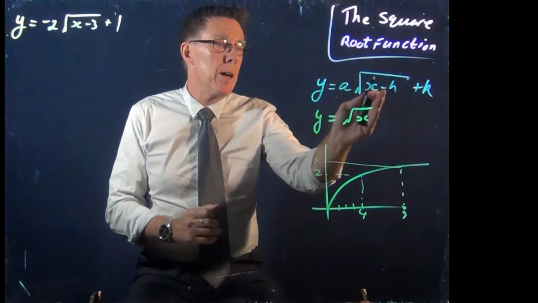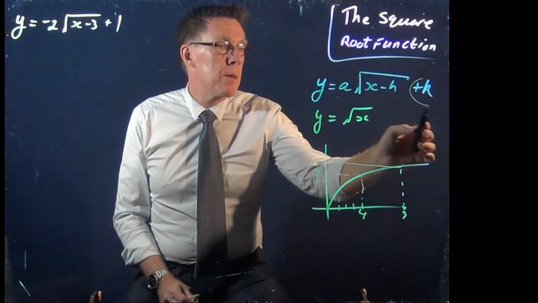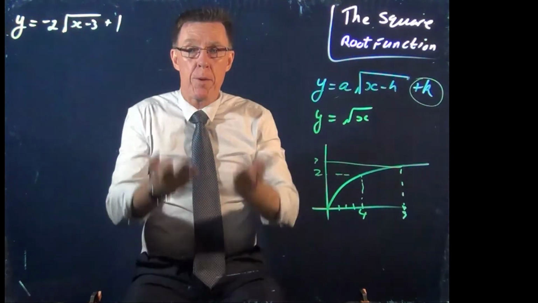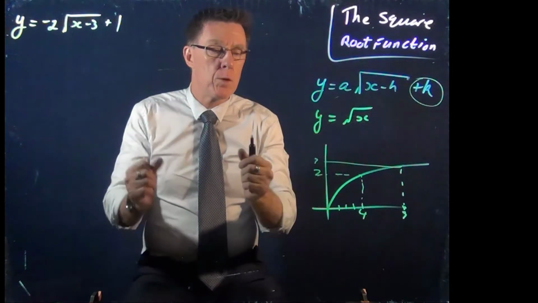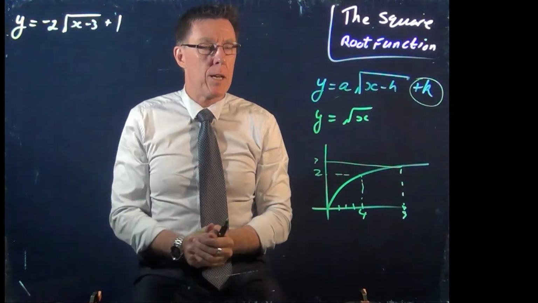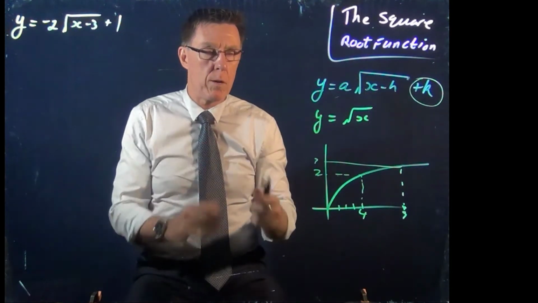Now a, h and k obviously will shift it around. No surprises for guessing that k moves the graph up and down the y-axis. The h in here shifts the graph left and right. So everything is exactly the same as all the other functions. K shifts it up and down, h shifts it left and right.